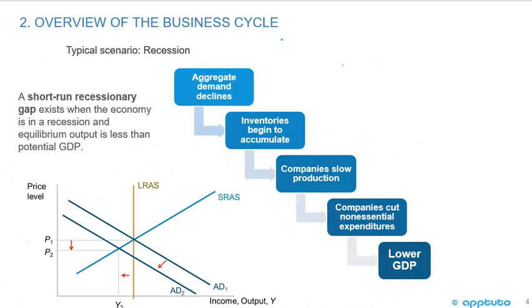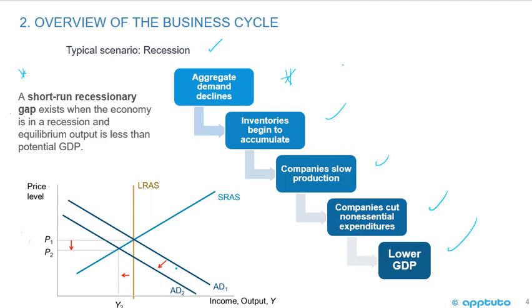Continuing with the overview of the business cycle, we're just going to run through a typical scenario here, recession. So you can see it starts with aggregate demand declines. Inventories begin to accumulate, companies slow production, companies cut non-essential expenditures, and it leads to a lower GDP. So I just want to remind you, we've seen this before in a previous LOS, that a short-run recessionary gap exists when the economy is in a recession and equilibrium output is less than potential GDP.